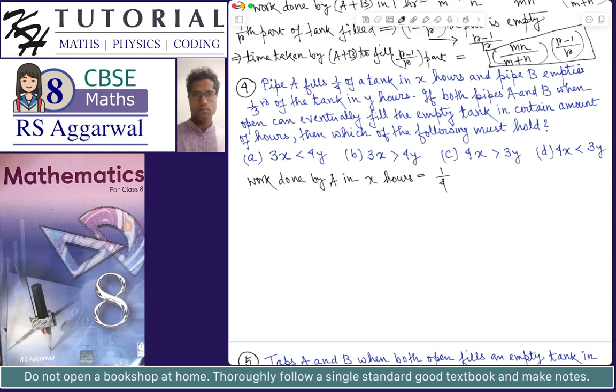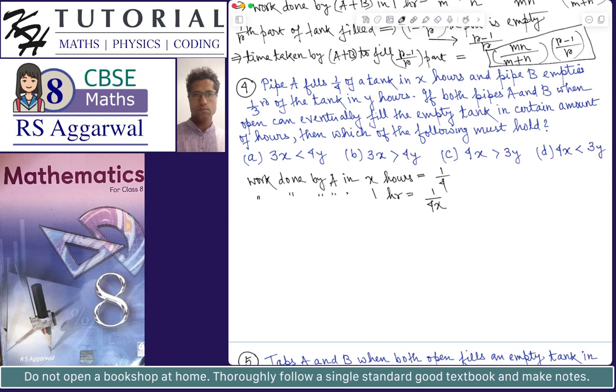The pipe A fills 1/4 of a tank in x hours, which means that in x hours the work done by A is 1 by 4. So from here we can say that work done by A in 1 hour is equal to 1 by 4x, using the simple unitary method. If work done by A in x hours is 1 by 4, then work done by A in 1 hour will be 1 by 4 divided by x, which is 1 by 4x.